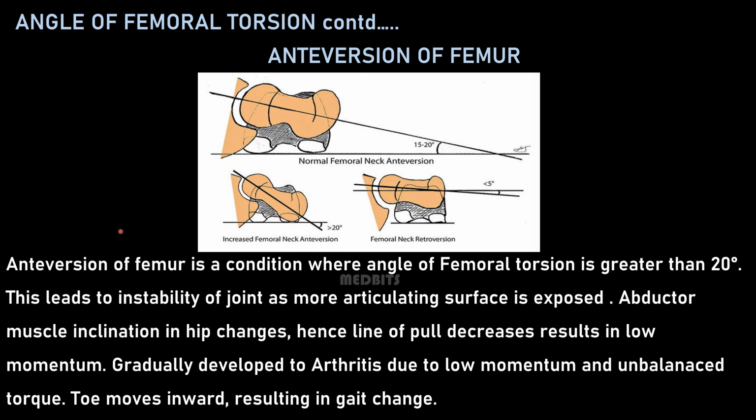Anteversion of femur. Anteversion of the femur is a condition where the angle of femoral torsion is greater than 20 degrees. This leads to instability of the joint as more articulating surface is exposed. Abductor muscle inclination in the hip changes. Hence the line of pull decreases, resulting in low moment. It gradually develops into arthritis due to low moment and unbalanced torque. The toe moves inward, resulting in gait changes.